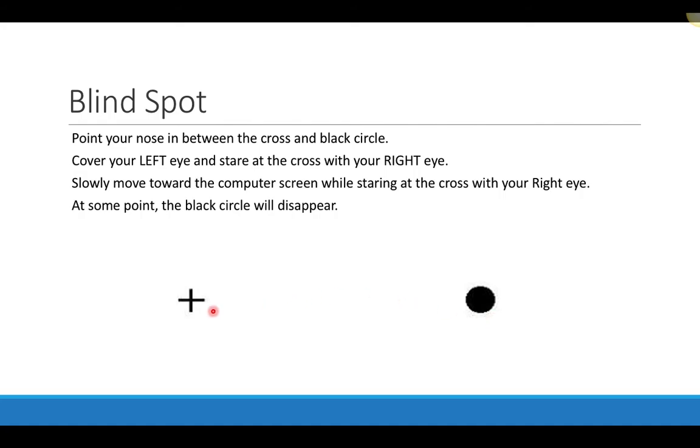Now, the reason that you don't have a blind spot with both of your eyes is because the other eye compensates when looking at the image. So you can only see your blind spot when you cover up one eye. You have a blind spot in both eyes. It's just that when you're using both eyes, the blind spot is not visible.